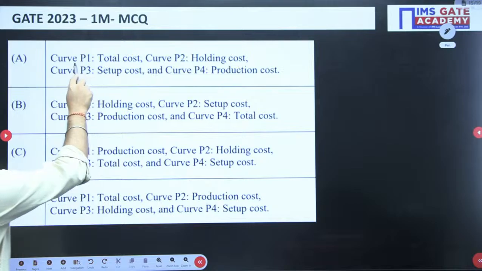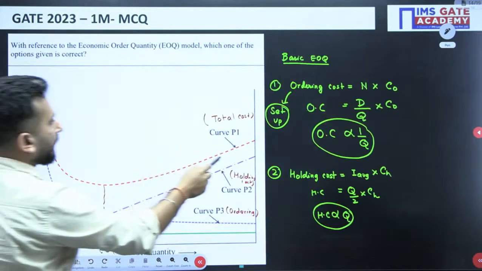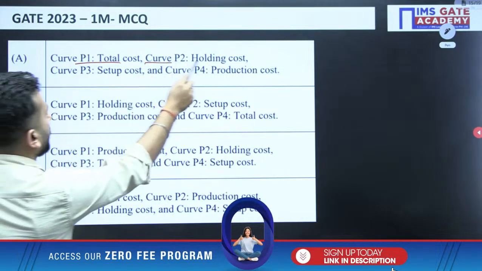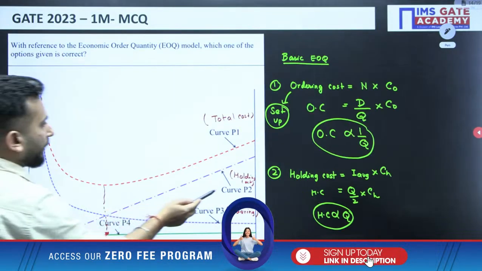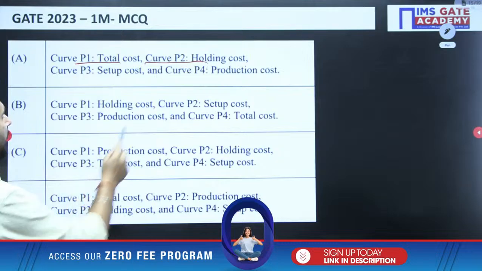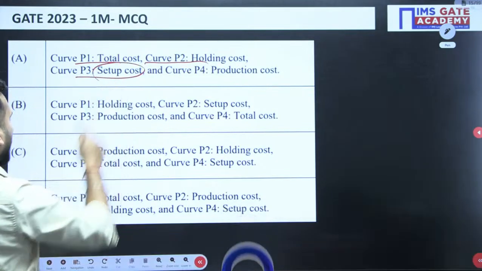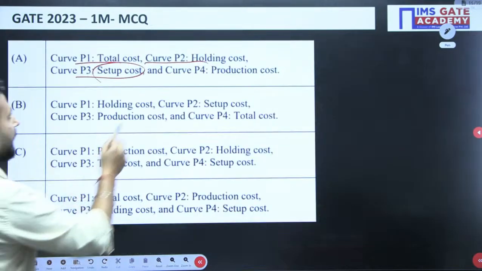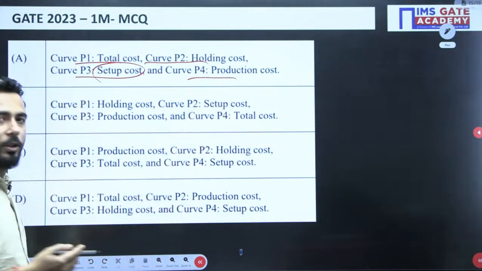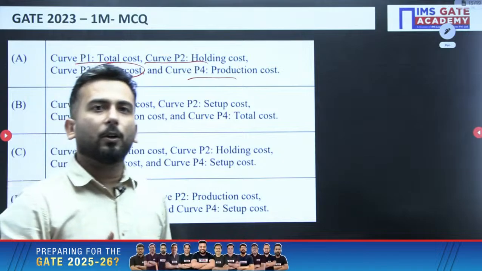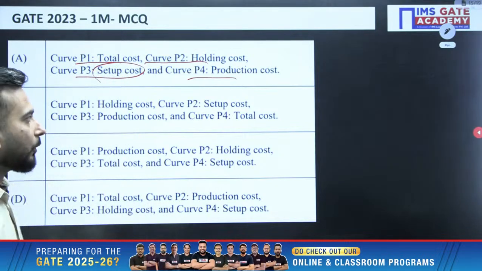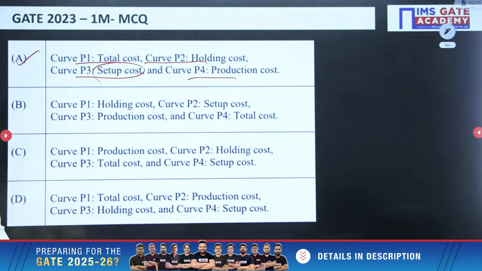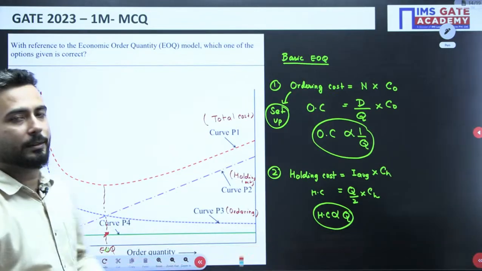So curve P1 is the total cost, yes. Curve P2 is the holding cost, correct. Curve P3 is the setup cost. I told you already that setup cost and ordering cost behave in the same way, and curve 4 is the production cost, which is independent of the quantity that is ordered, right. So option A is your correct answer.